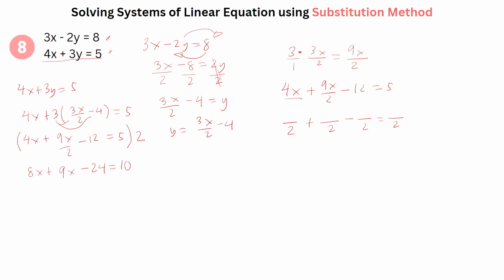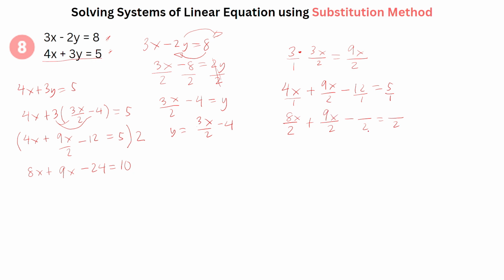What's the denominator of 4x? 1. 12 is a whole number. What's the denominator of 12? 1. 5, denominator 1. So the same procedure we're doing last time. What is 2 divided by 1? It's 2, right? Times 4x, that's gonna be 8x. Next. Do we still need to convert the 9x over 2? No need, because its denominator is already 2. So I'll just put here 9x.